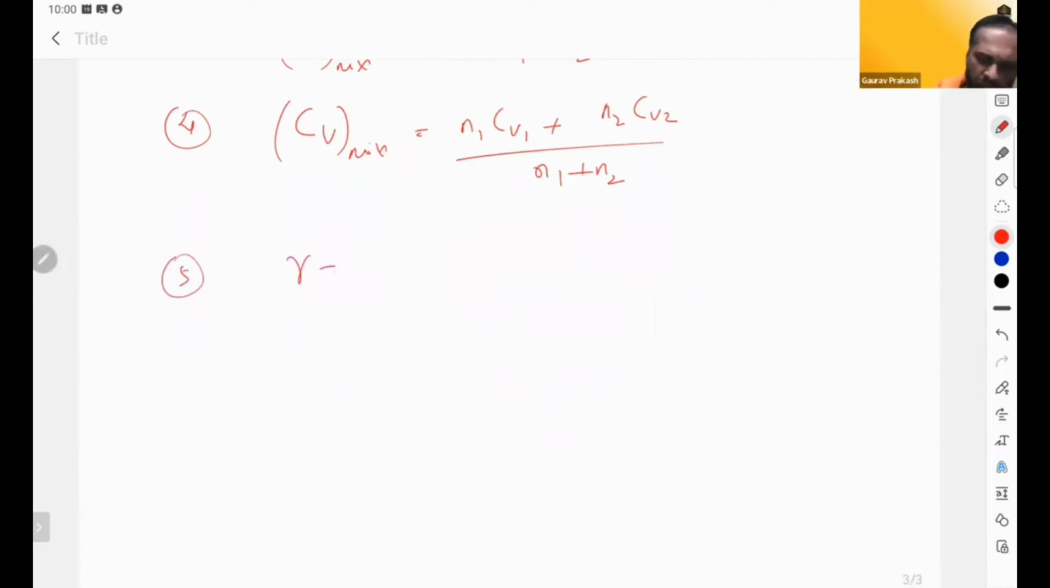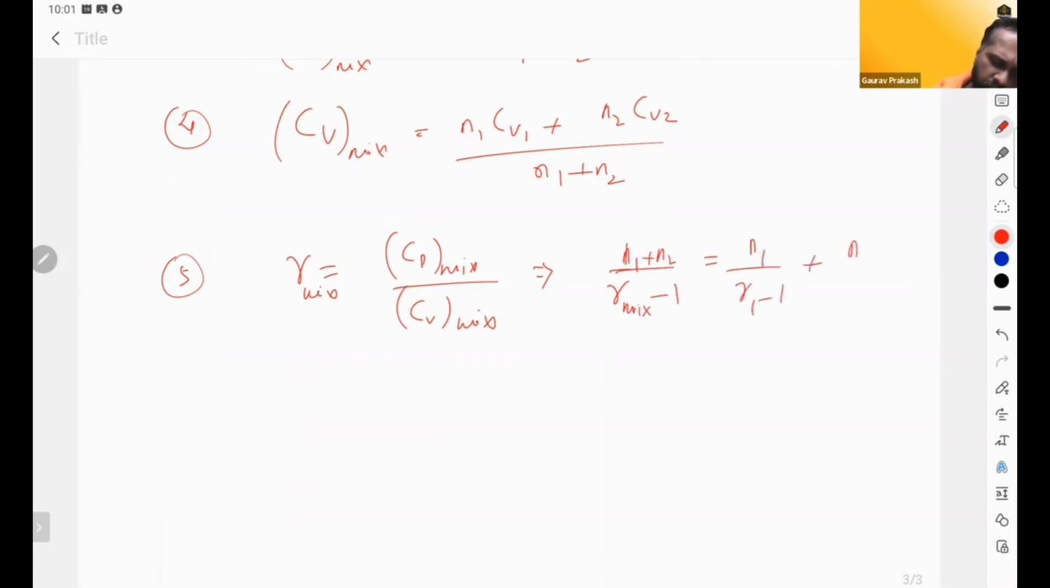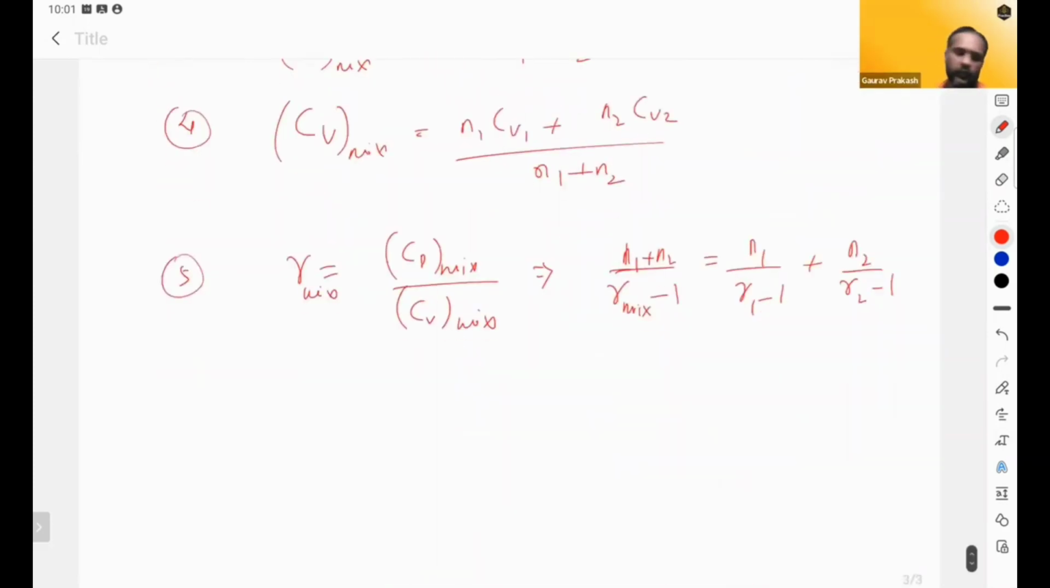However, gamma you can either find out Cp mixture by Cv mixture. Fine. Or the formula for this gamma becomes 1 by gamma mix minus 1, n1 plus n2 by gamma mix minus 1 is n1 by gamma 1 minus 1 plus n2 by gamma 2 minus 1. Okay. So these are the formulas that you have to use for the mixture of gases.